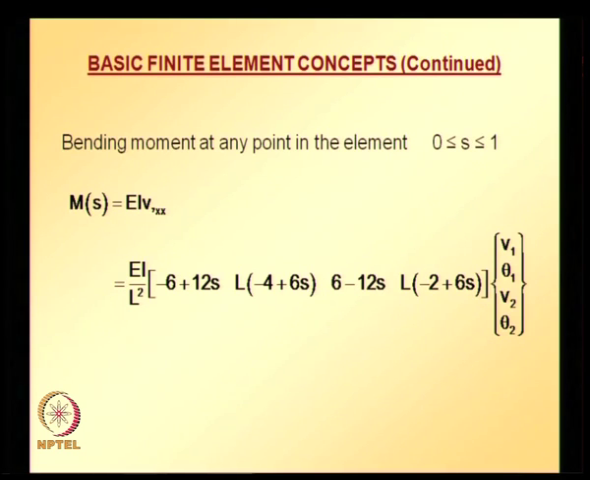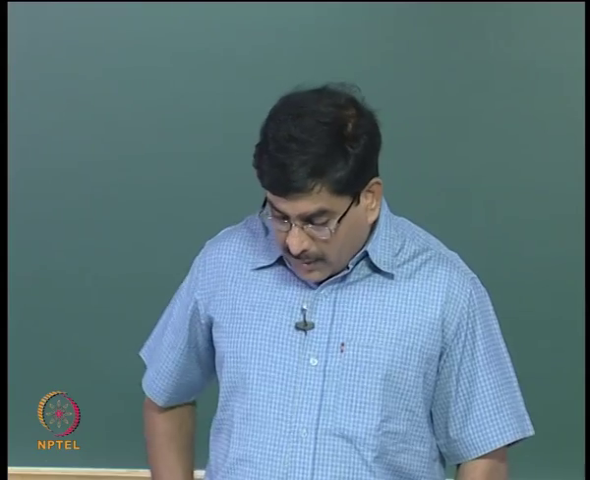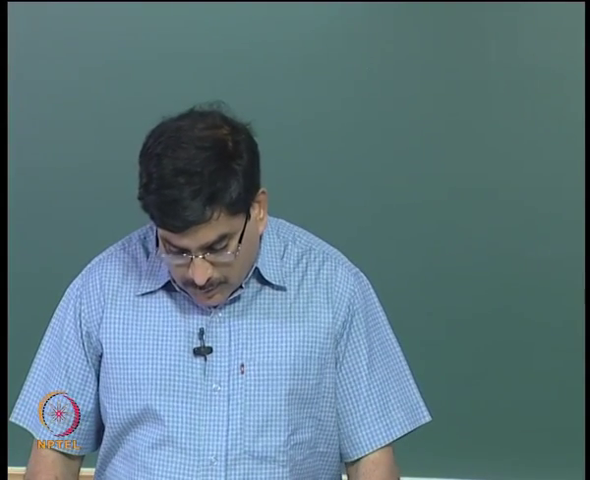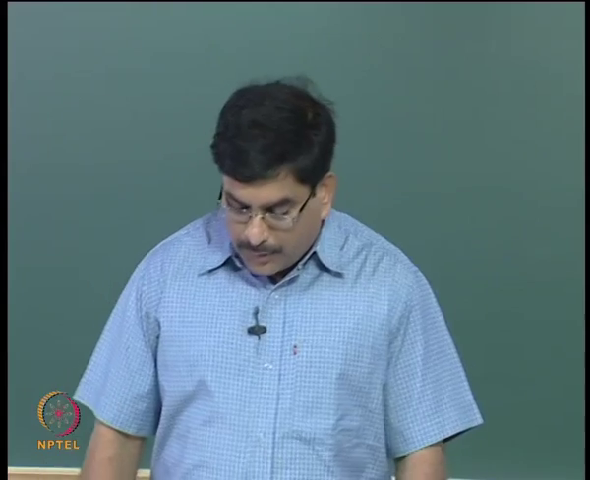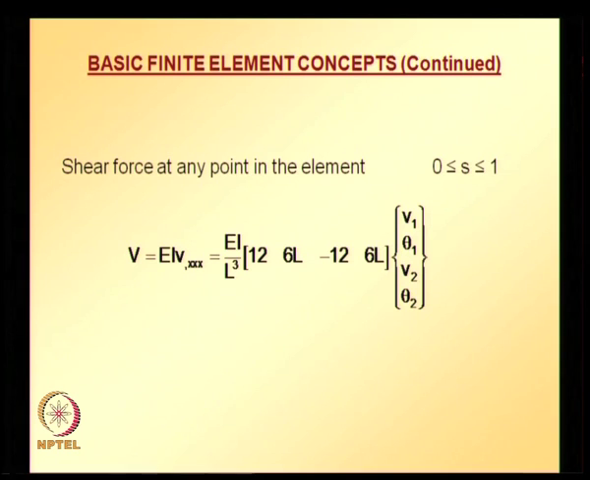And now what about shear force? Taking one more derivative of this, we get the shear force at any point in the element. Once we know V1 theta 1, V2 theta 2, we can substitute into this equation and sweep from S equal to 0 to S equal to 1 to get the shear force value at any point in the element. If you look at these two equations, bending moment is linear and shear force is constant.